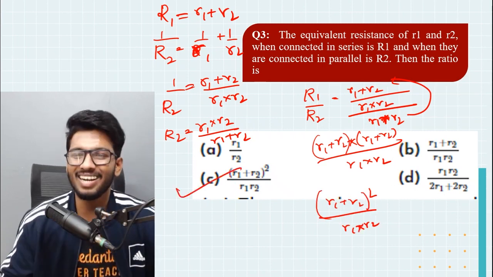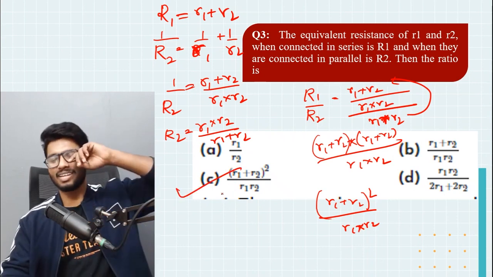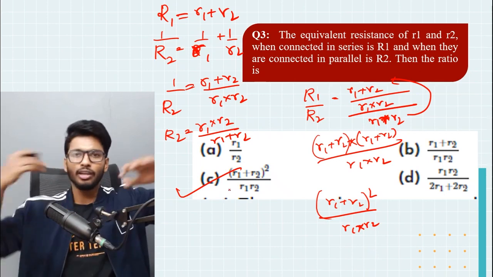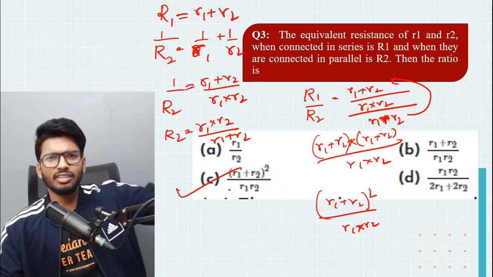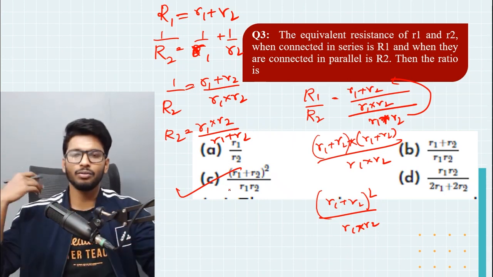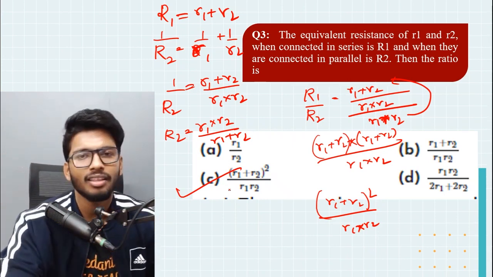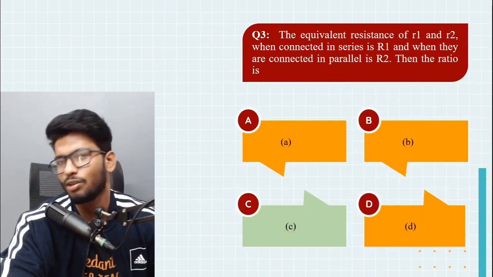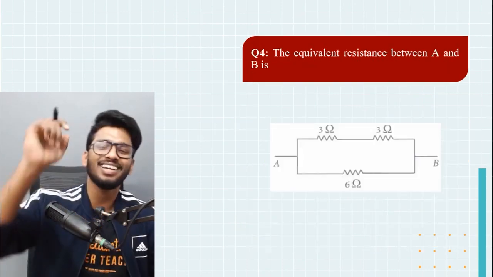Lot of calculation, but the answer would be option number C because it makes absolute sense. Mathematically, I think it makes sense to you people also. You're supposed to find the ratio over here. So R1 is the equivalent resistance of series and R2 is the equivalent resistance of parallel. When you put them all together in the form of a ratio, this is what you get. So the answer would be option number C. Moving on to the next question, people.